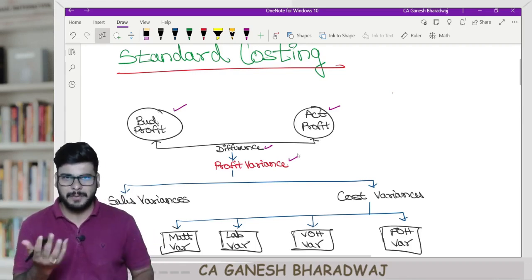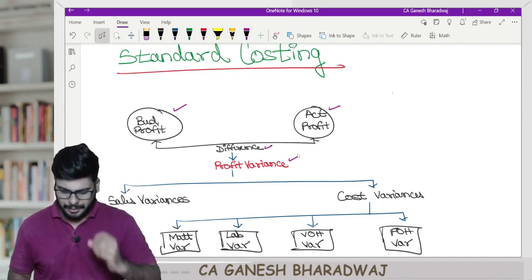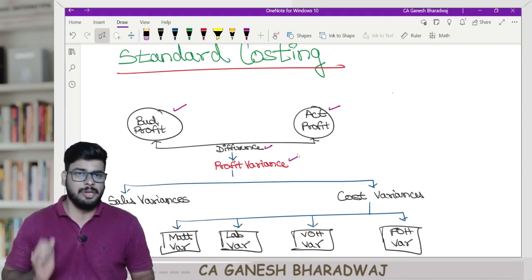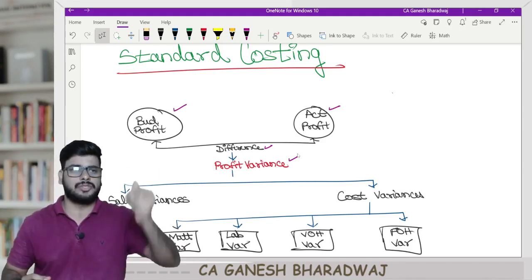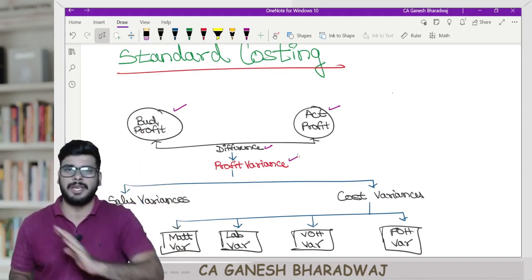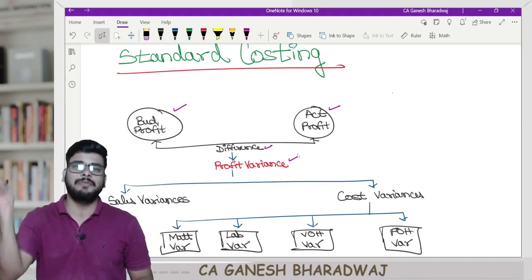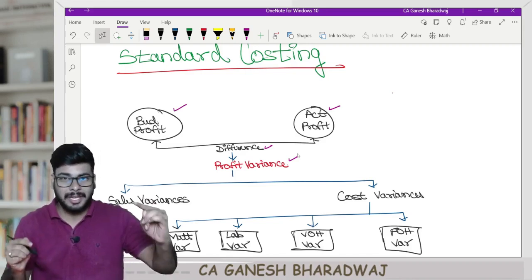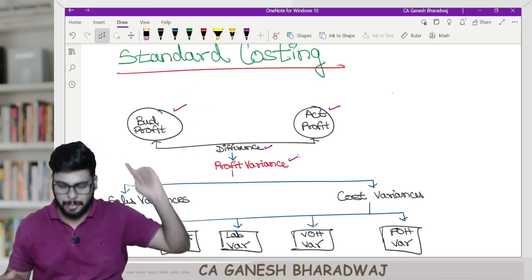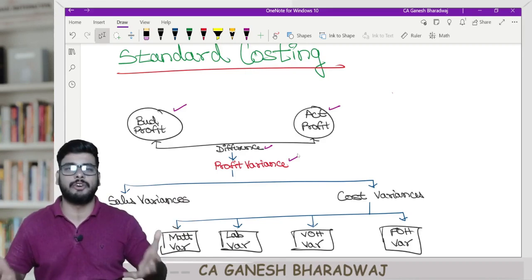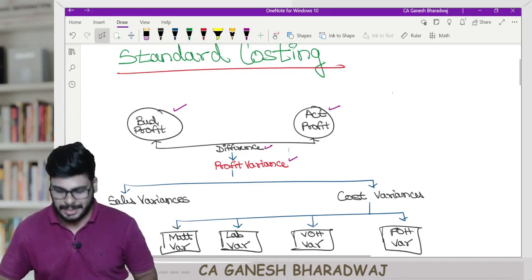What do you mean by variance? Variance means difference, the difference in profit. Now here, if you just report that so and so is the amount of profit variance, that is not enough. We need to know why, what were the reasons resulting in this particular profit variance. That is the study of this entire chapter called standard costing.